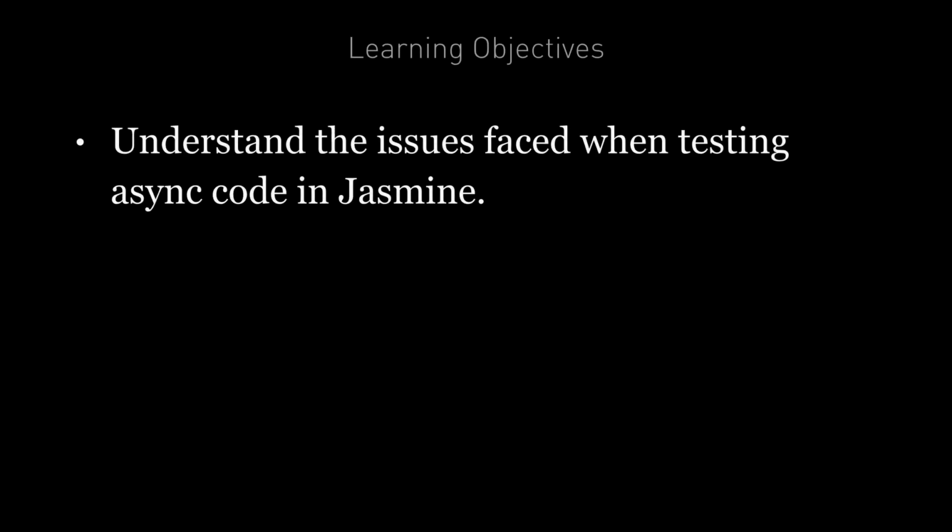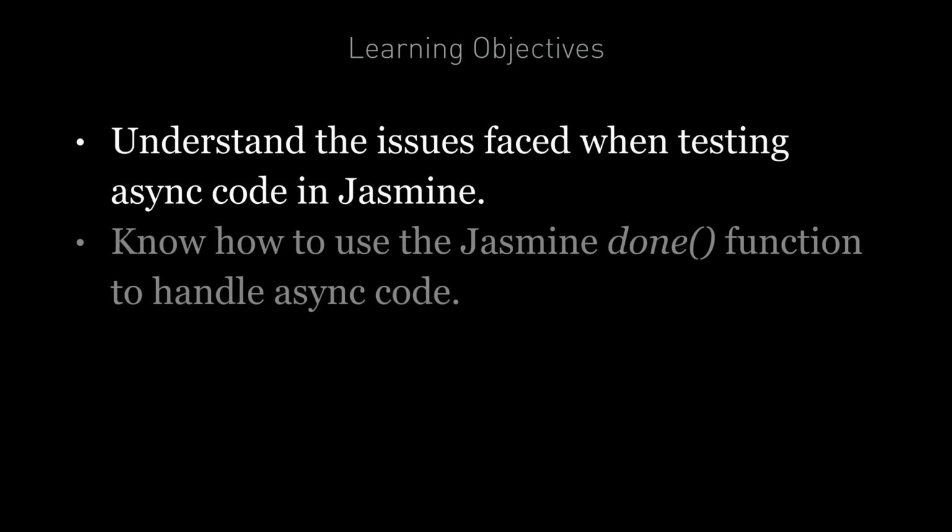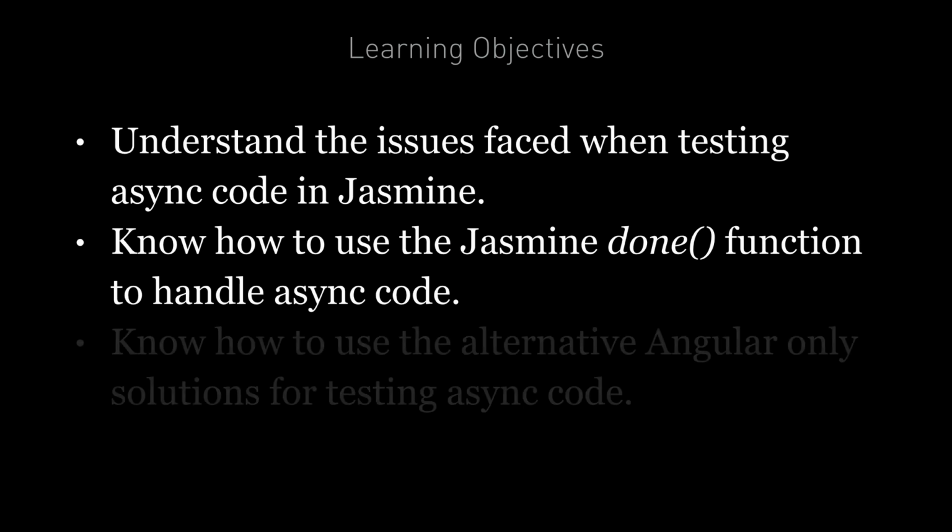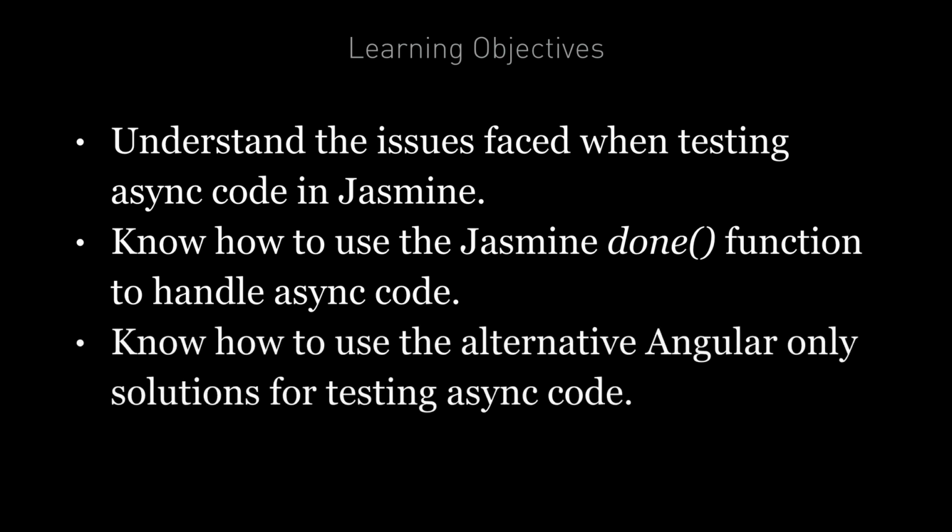By the end of this lecture, you're going to understand the issues faced when testing asynchronous code in Jasmine. You're going to know how to use the Jasmine done function to handle asynchronous code. And you're also going to know how to use the alternative Angular-only solutions for testing asynchronous code as well.